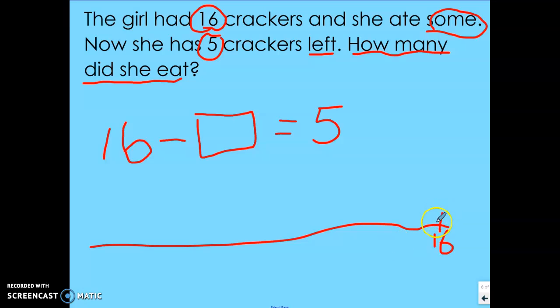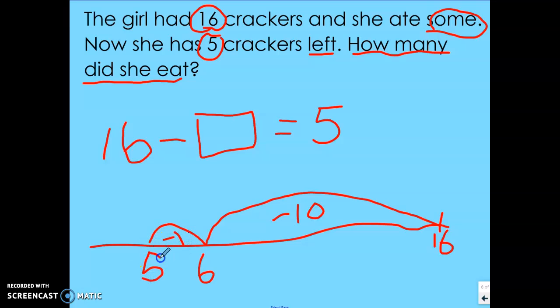So let's do a jump of 10 first, just because I like those numbers. And I know that if I do 10, it's not going to reach 5 yet. So it's okay to do a jump of 10, because it's going to give me 6. 16 minus 10 equals 6. Well, that's easy because I only need one more. I know 6 minus 1 equals 5.